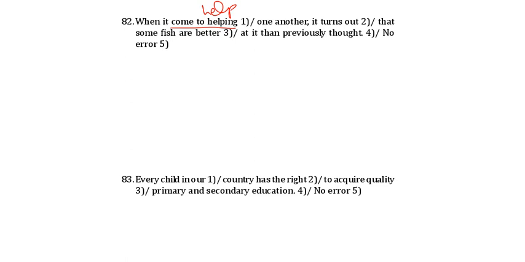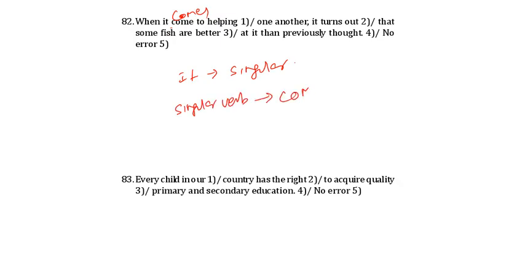When it comes to helping. It is singular. So you should use a singular verb. The singular verb is comes. Come is the plural verb. You should use the singular verb. Because it is singular, we should use comes.